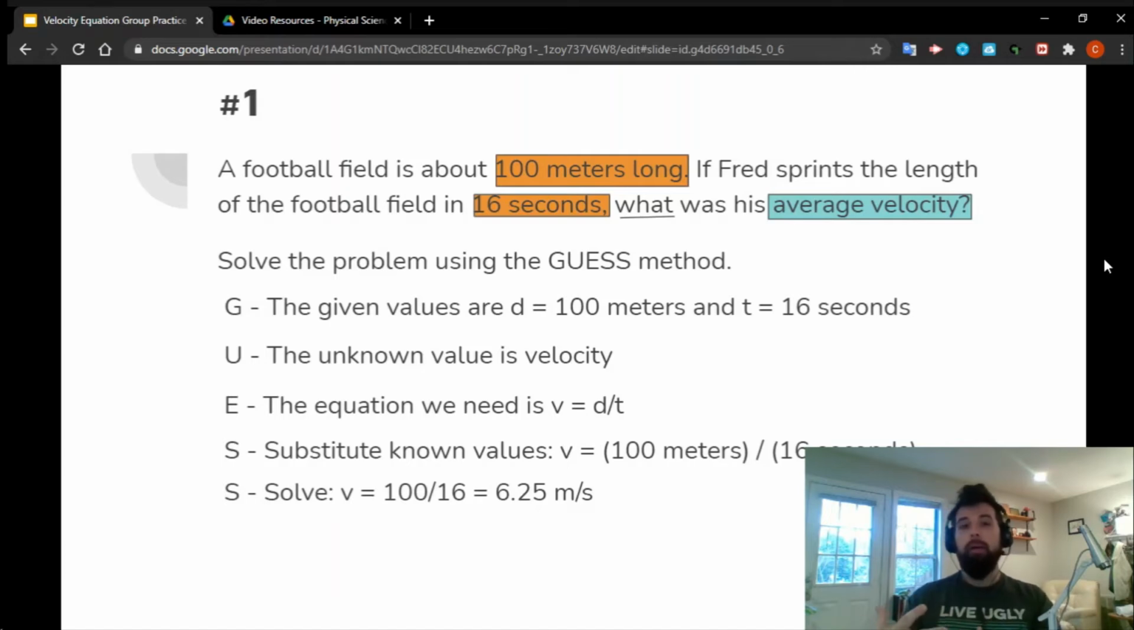How did I come up with that unit? Well, I divided meters by seconds, so it's going to be meters per second. That's my velocity.